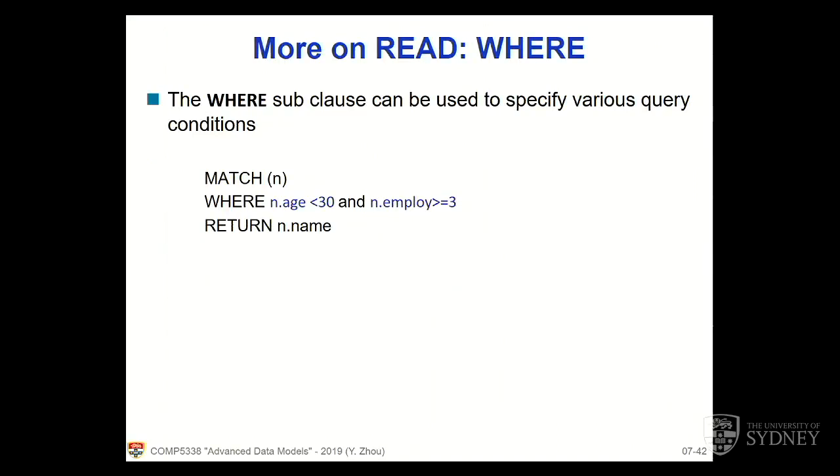Now, sometimes just using the patterns might not be very effective to represent the type of condition you want to have in the data you want to retrieve. So we can also use the where clause, like match n, where the age is less than 30 and employee is greater than 3. So that's a pretty handy way to specify the property of the node, and then you can return that.